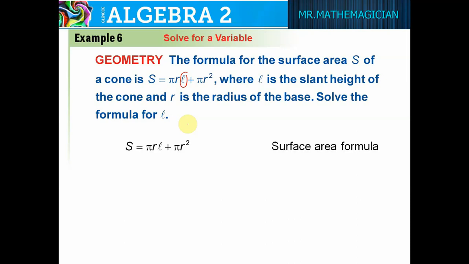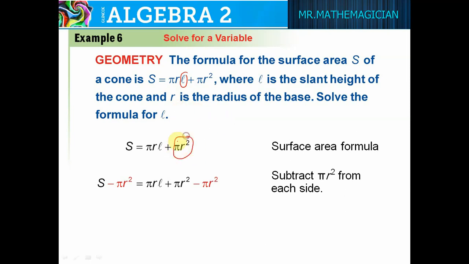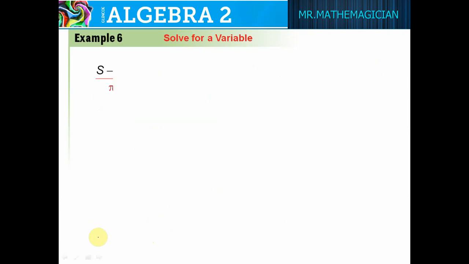So this is the original formula, and we can subtract pi r squared from both sides, or you can say I will take this part to the other side in a different sign. So you can get S minus pi r squared equals pi r L. Now you still need this L alone, so you must divide by pi r here, and here divide by pi r, and let's see the solution.